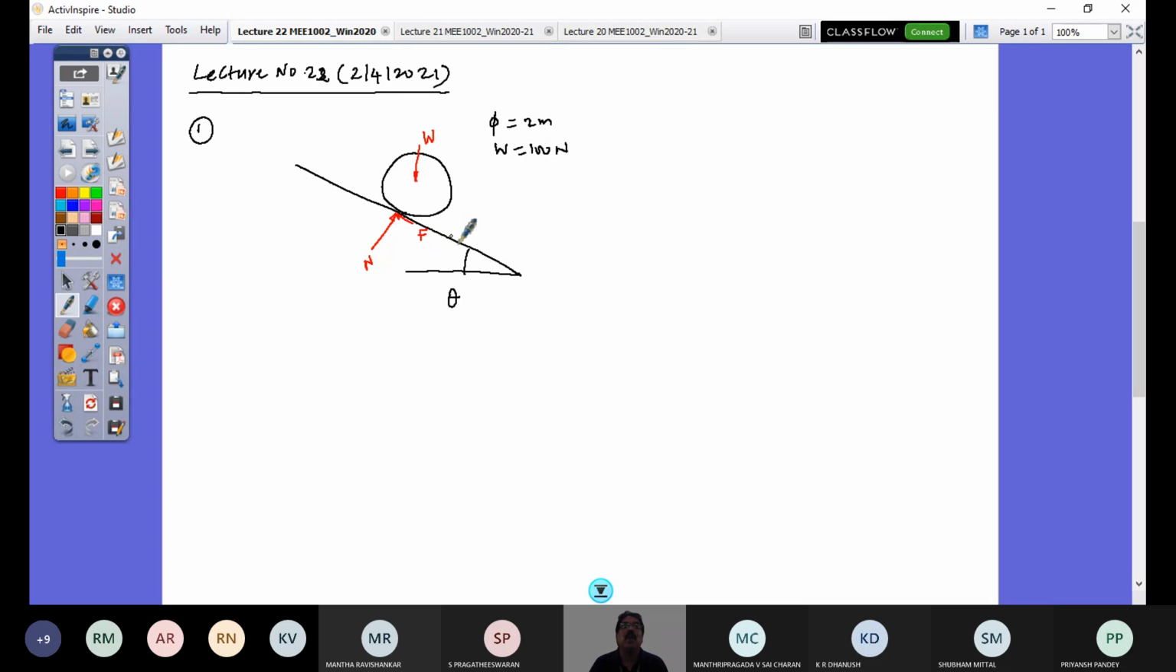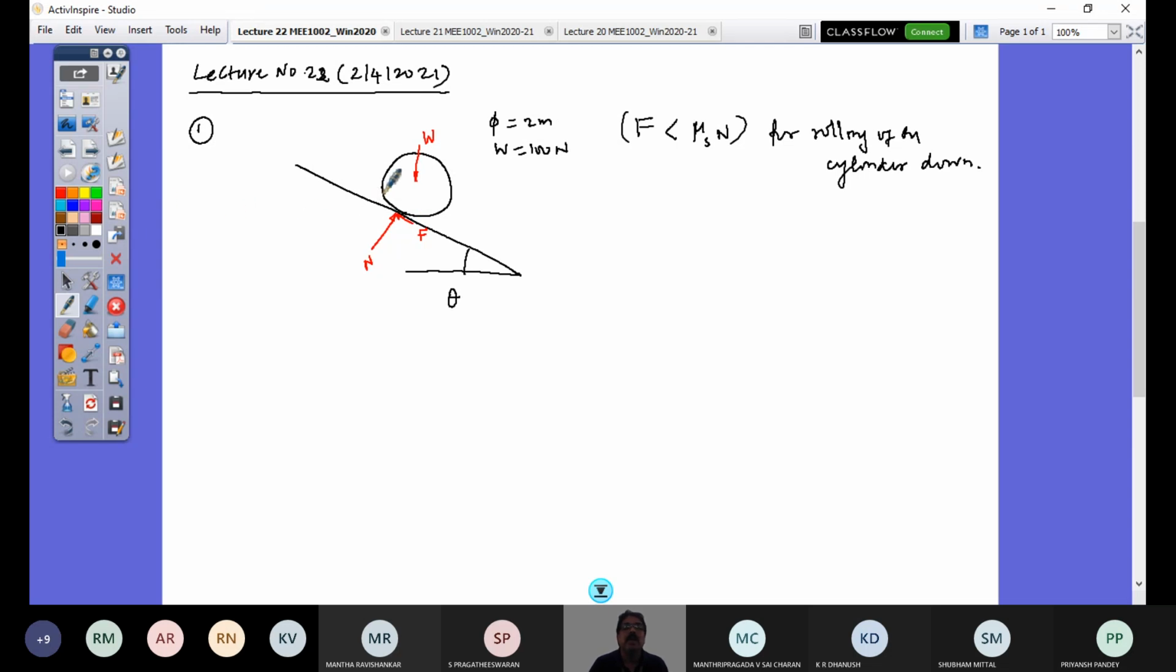So the condition for rolling of the cylinder down the slope is that this friction F should be less than μs times N. That's an important condition for rolling of the cylinder down. Right? So now the question is not the dynamic, rolling state of the cylinder. I have to arrest this rolling and make it stationary.